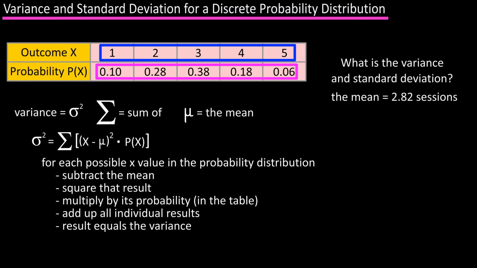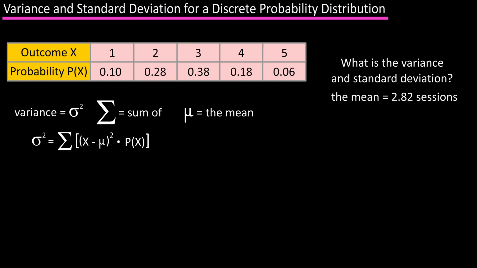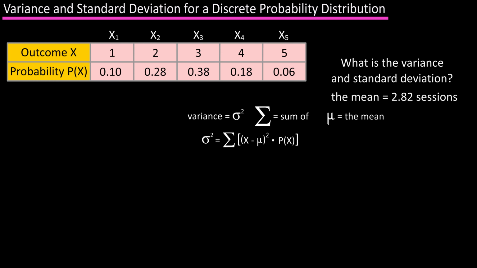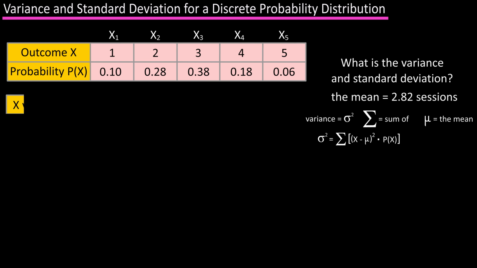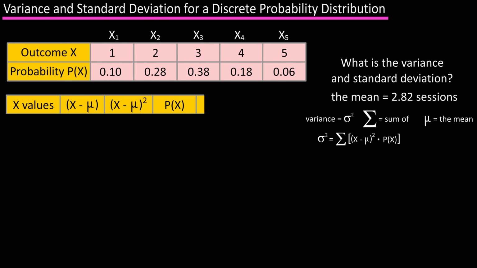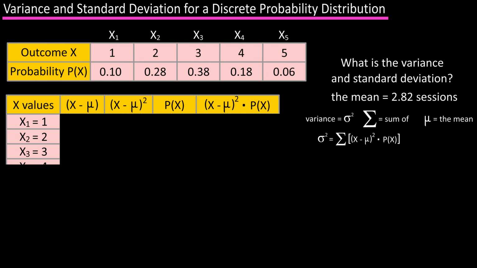So let's go through this for the example probability distribution I have. To make this clear as possible, I'm going to mark these values that x can assume as x1 through x5. Then I'm going to make a table with columns for x's, x minus mu, where mu is the mean, x minus mu squared, probability of x, and then the result, which is x minus mu squared times the probability of x. The first column is just x1 through x5.